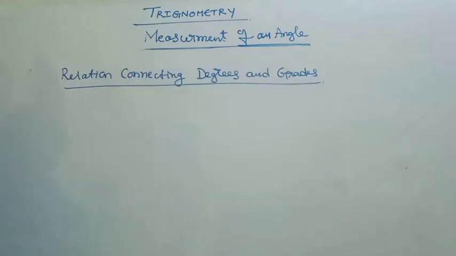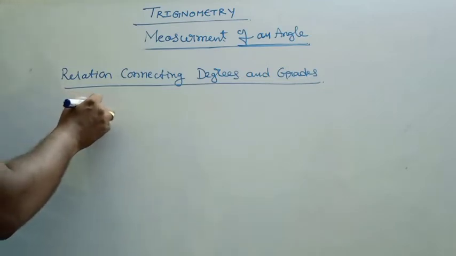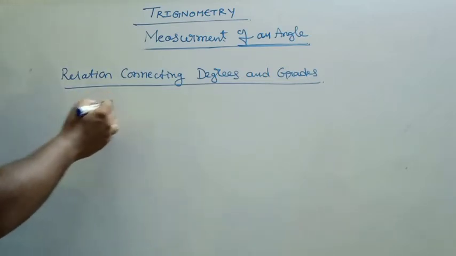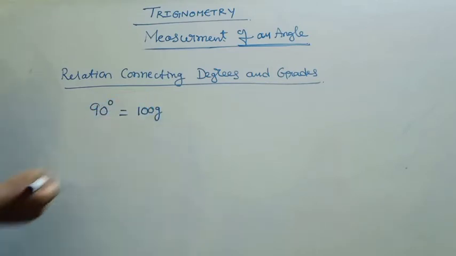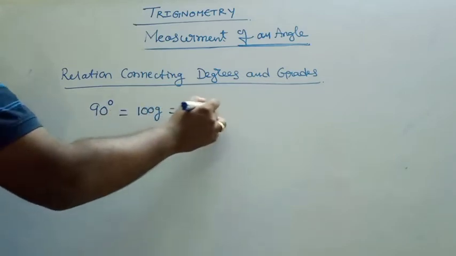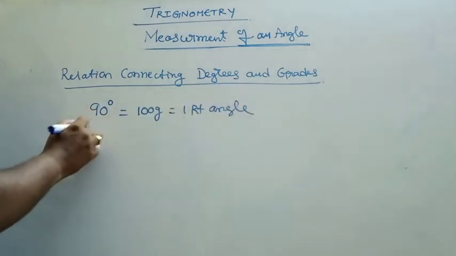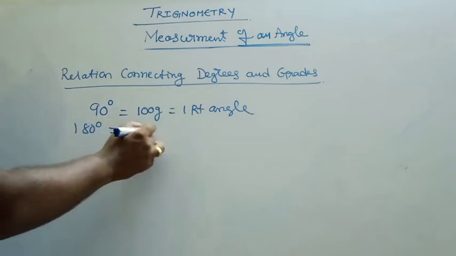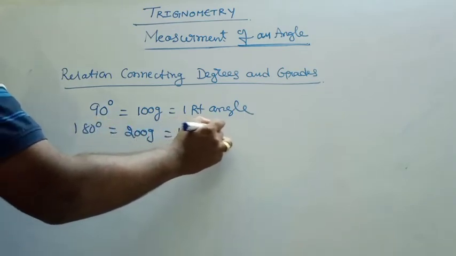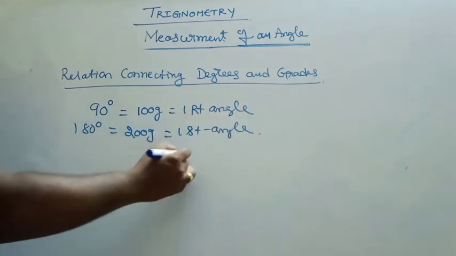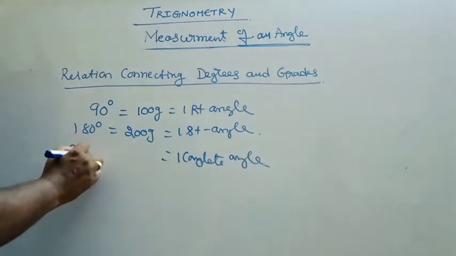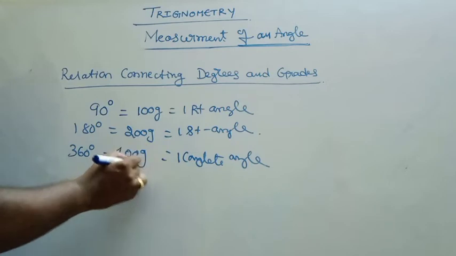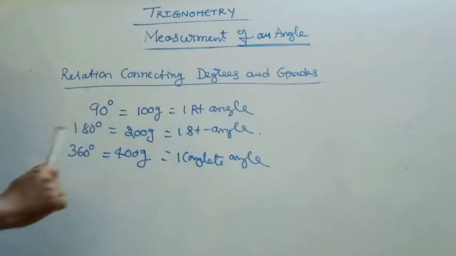Now we have the relation connecting degrees and grades. We said that 90 degrees, one right angle, is equal to 100 grades. Similarly 180 degrees is equal to 200 grades, and this is one straight angle. Next, one complete angle is 360 degrees, which is equal to 400 grades. These are the connections. However, these three are the same.